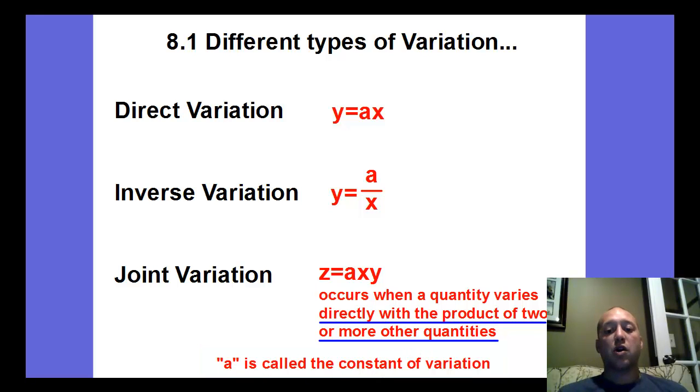So a here is called the constant of variation. For all three of these, a, the constant of variation, is a value we usually need to find, or it may be given to us. That's a constant value of how the variables x and y vary, and it shows the relationship.